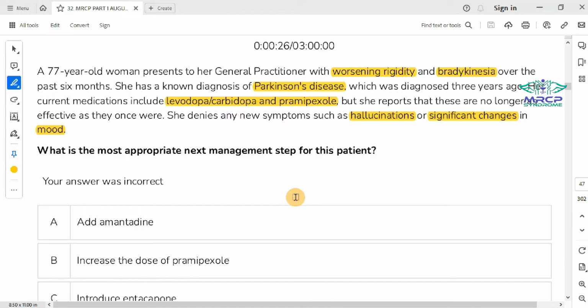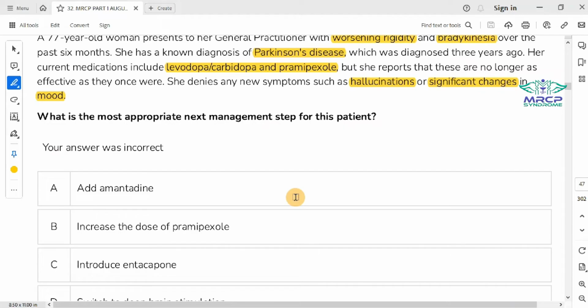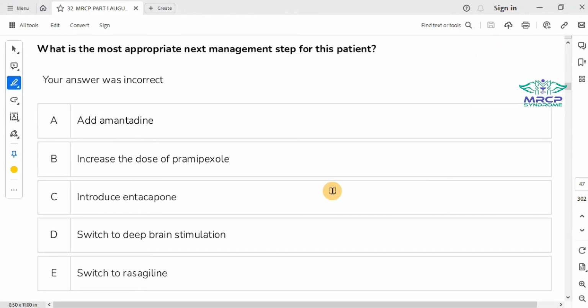Okay, next. A 77-year-old woman presents to her general practitioner with worsening rigidity and bradykinesia over the past 6 months. She has a known diagnosis of Parkinson's disease, which was diagnosed 3 years ago. Her current medications include levodopa, carbidopa, and pramipexole, but she reports that these are no longer as effective as they once were. She denies any new symptoms such as hallucinations or significant changes in mood. What is the most appropriate next management for this patient? Add amantadine, increase the dose of pramipexole, introduce entacapone, switch to deep brain stimulation, or switch to rasagiline.